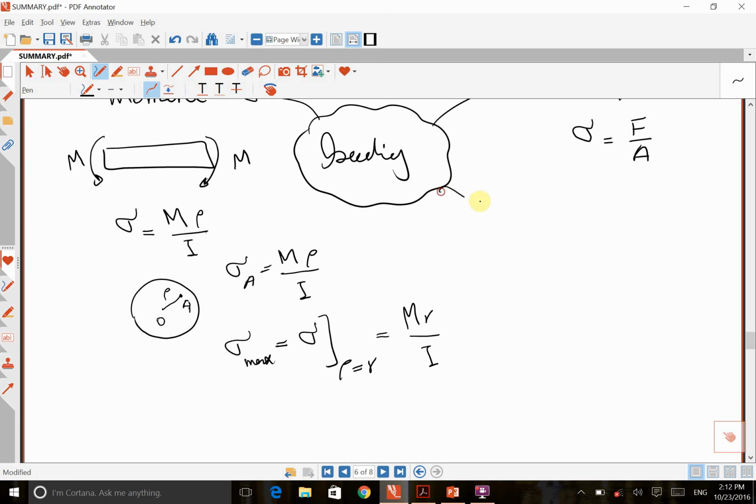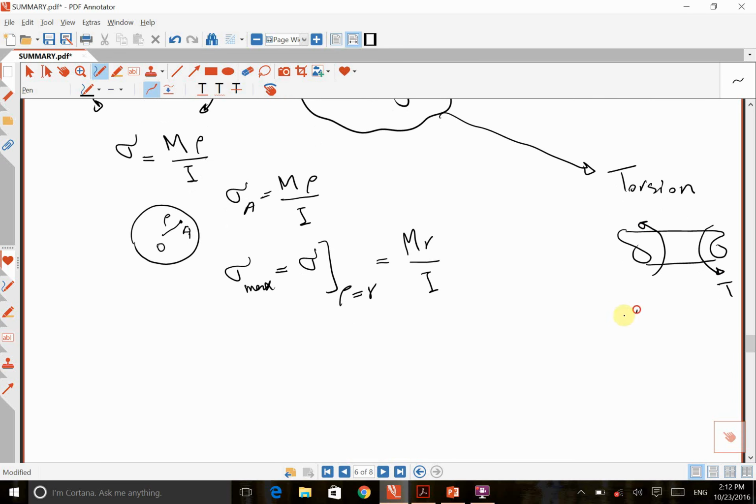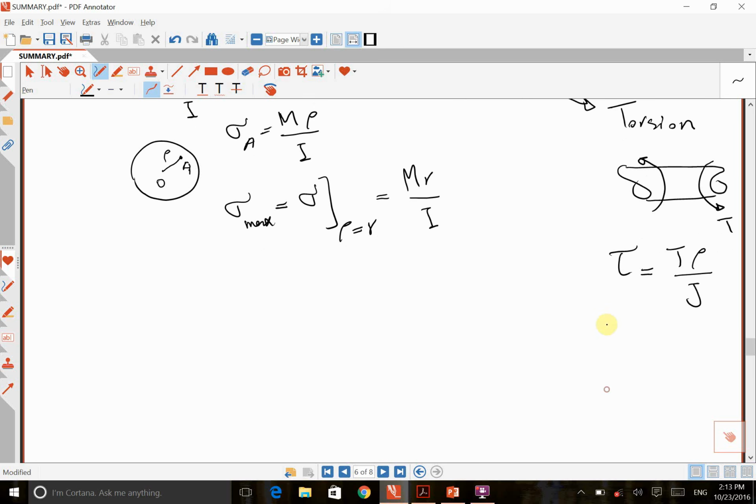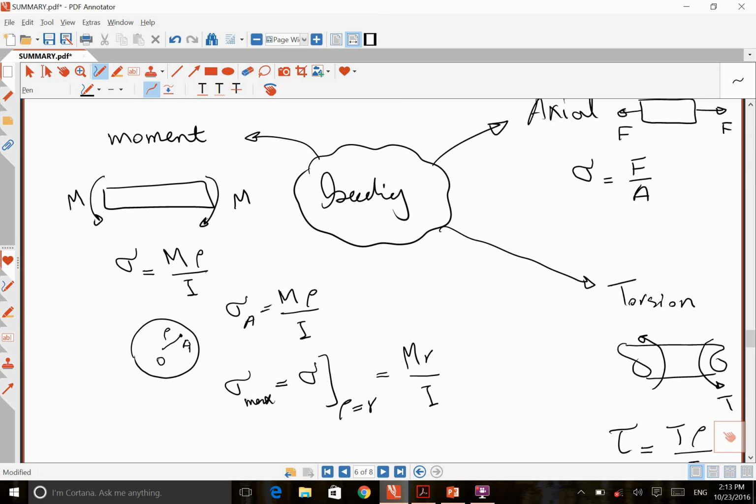So this is the second type of loading. We can have a third type of loading, which is torsion. For example, I have a specimen like this, and there is some torque T twisting the specimen. Here I'm going to have shear stress, and the amount of stress will be T rho over J, the second polar moment of inertia, and the maximum stress, which is important for us, happens when rho is maximum, so that will be Tc over J.